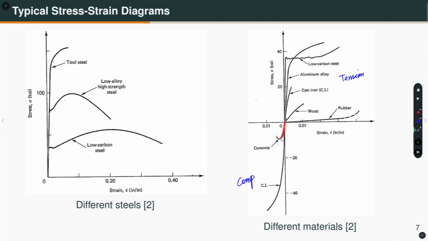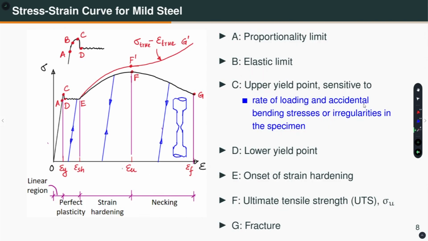So, we are showing the behavior of concrete in compression. We will study more about the concrete stress strain response later on. This is just a schematic showing you qualitatively the difference in stress strain response of various materials. Let us say this is for wood and this is for rubber. Now, let us talk more about the stress strain response for mild or low carbon steel.